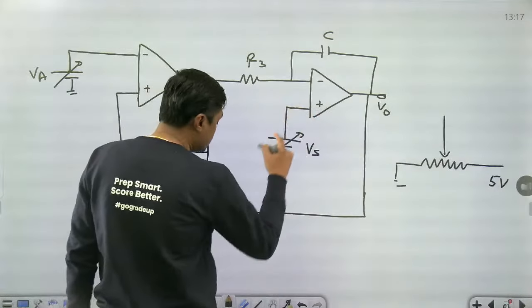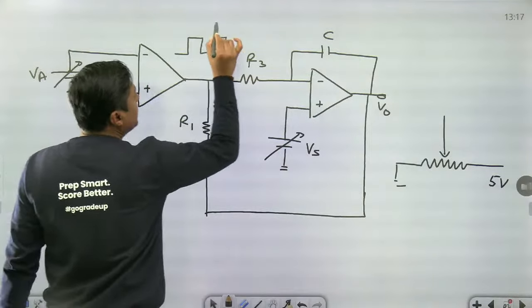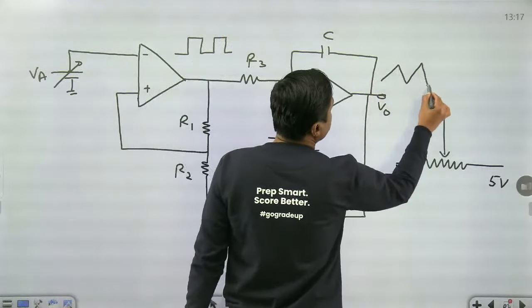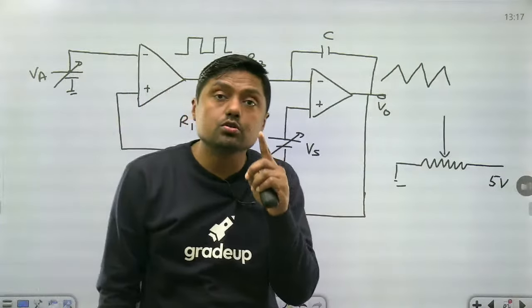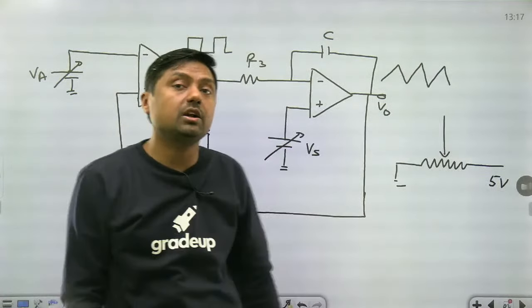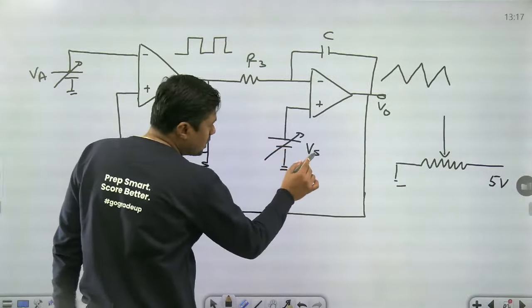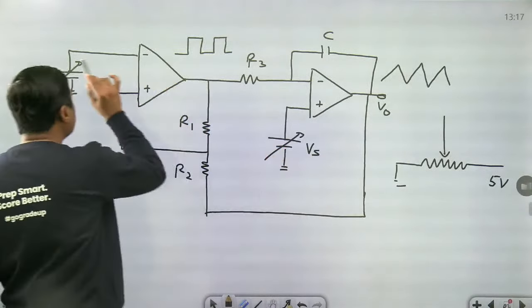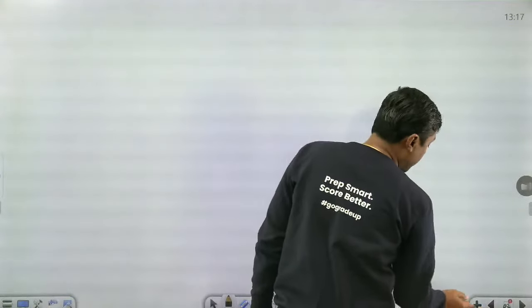Always remember, this is what? Square wave generator. Here we are getting the square wave. Here we are getting the triangular wave. Square wave and what? Triangular wave. And that's why it's also called multi-function generator. Okay. This Vs is used to control the slope of the triangular wave, and this Va is used to control the amplitude of the triangular wave.